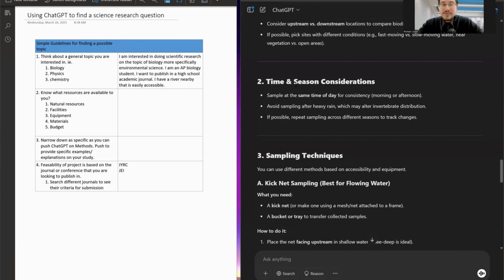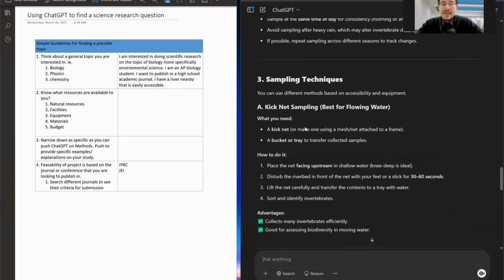Time considerations. If you have a good amount of time that you can work on this study, any particular study, think about time, right? Throughout the year, biodiversity and population sizes change between the winter, the spring, the summer, and fall. There's so much more context that you can provide, right? Sample at the same time and day, and avoid sampling after heavy rain. Definitely, yeah, for safety reasons, but also it can give you inaccurate results.